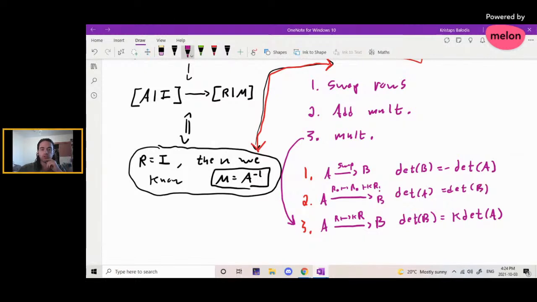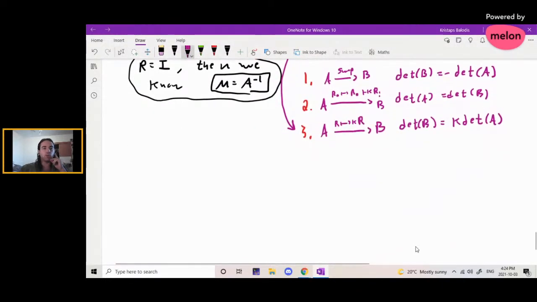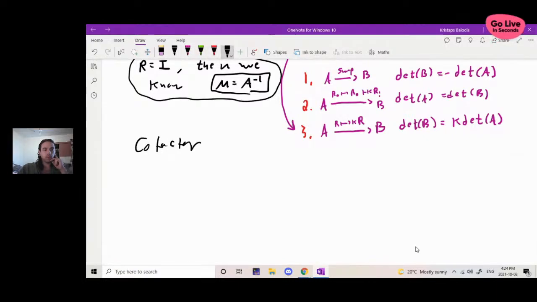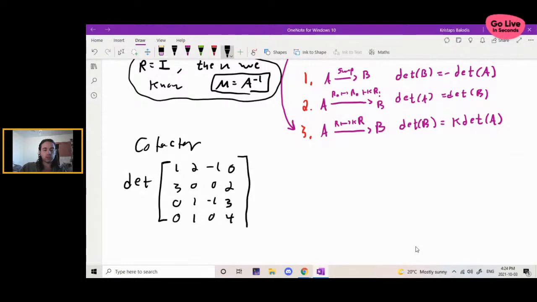So how can this help us? Here are all these fancy properties, but how does this help us? Well, remember last time when I talked about cofactor expansion. If we're trying to figure out the determinant of some 4x4 matrix, let's say rows 1, 2, minus 1, 0; 3, 0, 0, 2; 0, 1, minus 1, 3; 0, 1, 0, 4. Let's say this is the matrix and we want the determinant here.